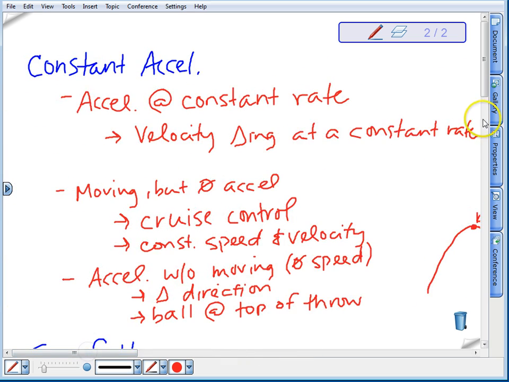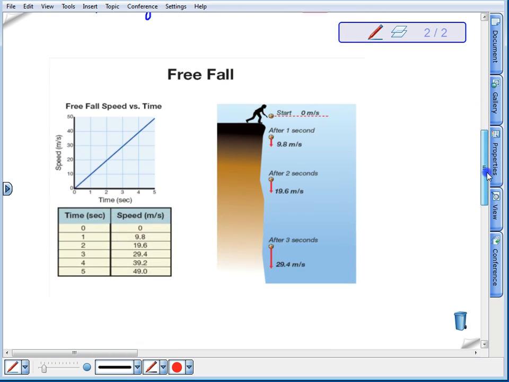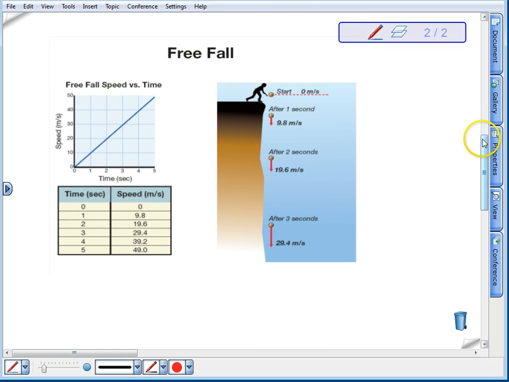rate. Okay. When an object is in free fall, it has a constant acceleration. Things are in free fall when they're accelerating due to gravity and only gravity. The acceleration due to gravity is 9.8 meters per second squared, or 9.8 meters per second per second. Okay? When you look at anything that's being dropped down, so it's falling because of gravity, every second it's going 9.8 meters per second faster than the second before it.